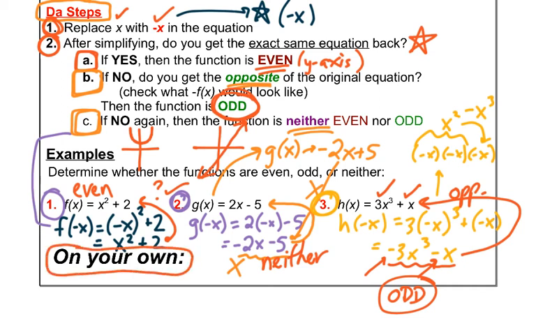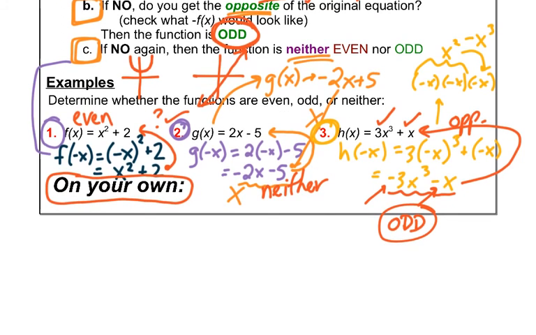So let me give you one more to try just on your own, friends. How about I say f of x equals 2x to the fourth minus x squared plus 1. All right, can you tell me if this is an odd, even, or neither function? Go ahead and take a break from the video, pause it if you wish, and come back and check your answer. Good luck.